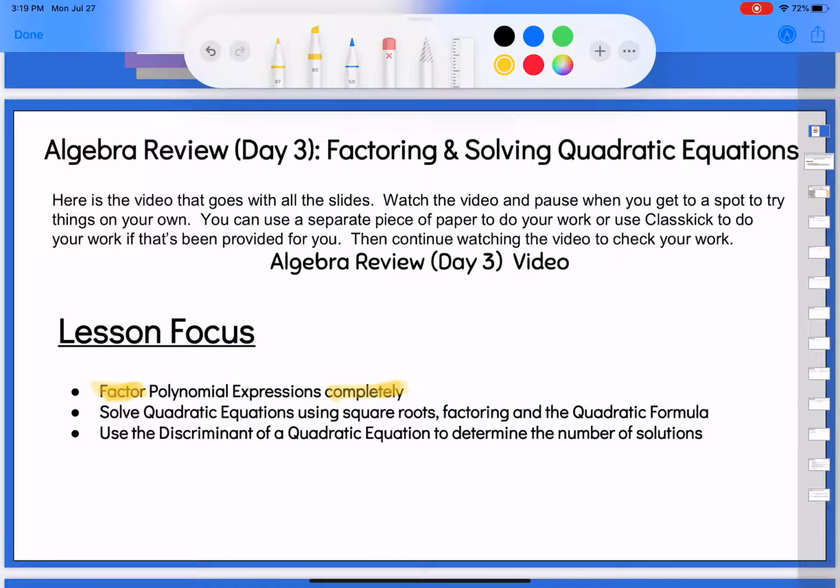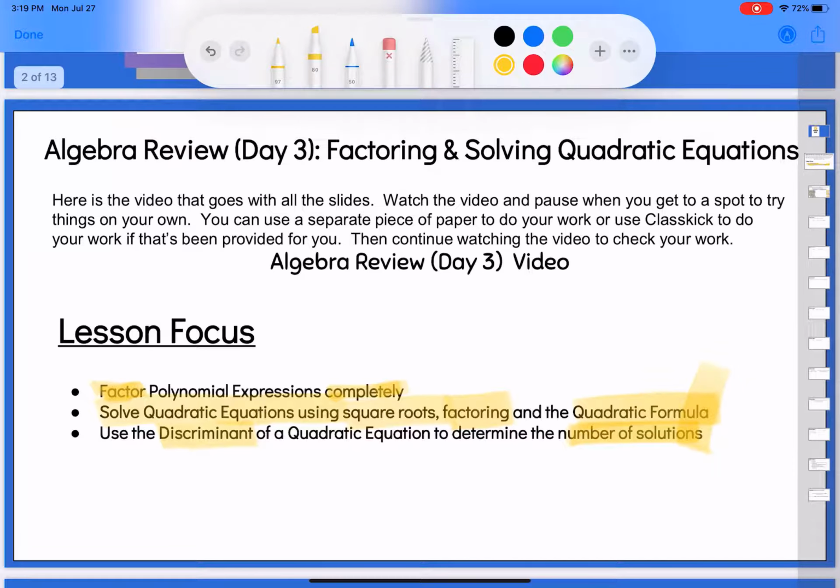All right. So the other thing we're going to talk about then is to remember how to solve quadratic equations with all of the methods, square roots, factoring, as well as the quadratic formula. And when we use the quadratic formula, we remember that we have this thing called the discriminant to figure out how many solutions that we have in a problem without having to do the whole quadratic formula. All right, so that's our goals for today.